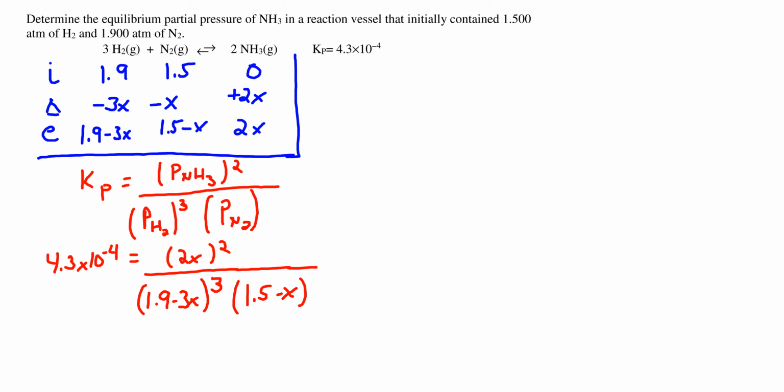Right, so we've input our equilibrium quantities from the ICE table into our equilibrium constant expression. And we would have a very difficult time, or a very long time, going through all the algebra and solving this cubic expression. So we're going to test to see whether or not we can make a simplifying approximation.